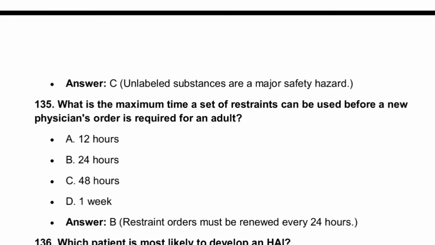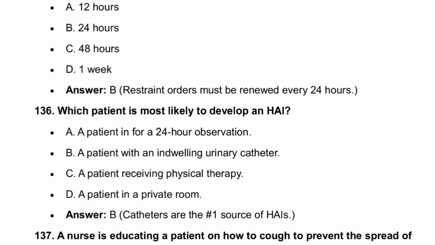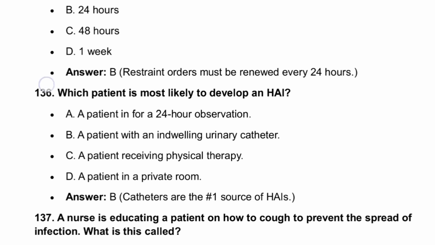Next, what is the maximum time a restraint order can be used before a new physician order is required for an adult? That's 24 hours. Which patient is most likely to develop a healthcare-associated infection? The answer is B, a patient with an indwelling urinary catheter.